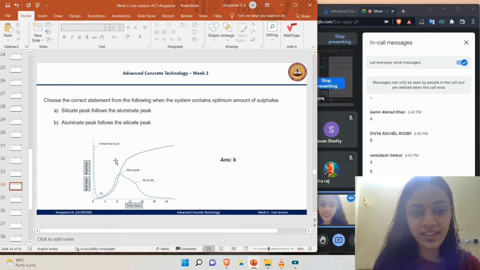As you can see here, there's the initial heat burst, the main peak, and the secondary peak. This is the silicate peak. This is the aluminate peak. The aluminate peak follows the silicate peak and not the other way around. So the correct answer is B.